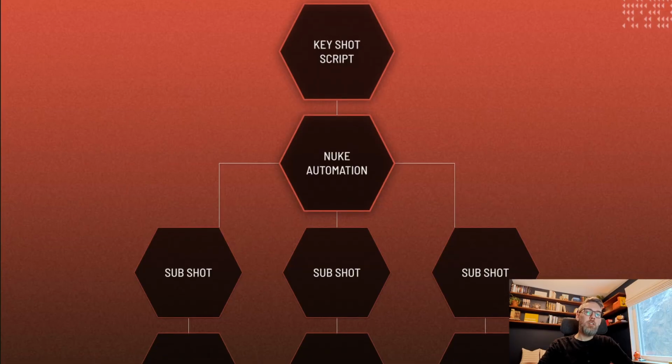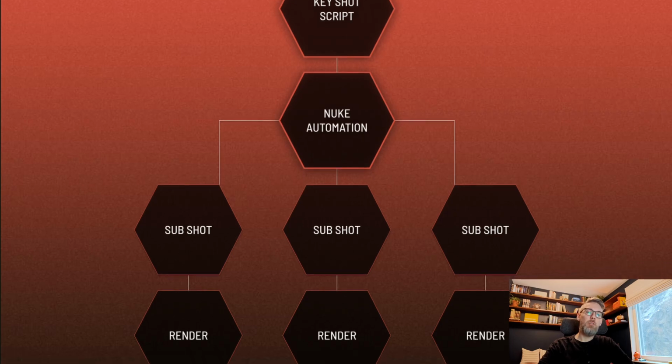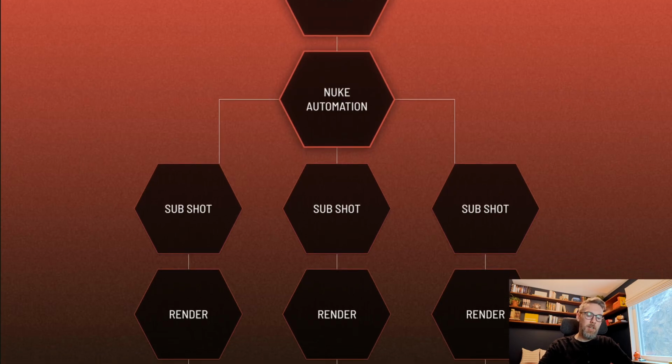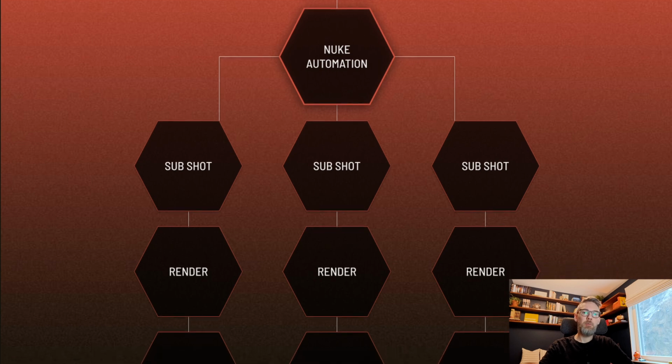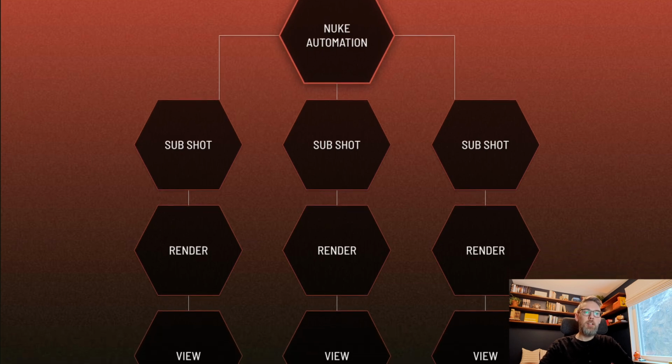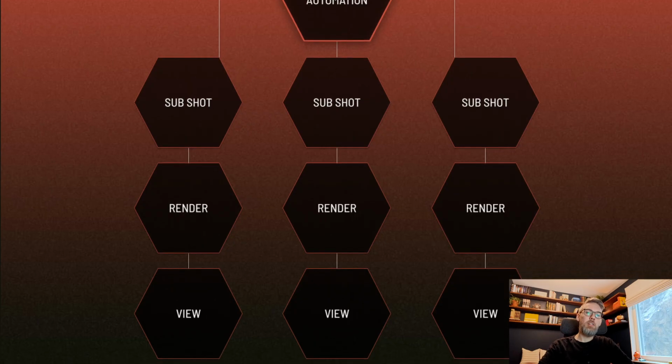When the key shot has been set up in Nuke, we have a tool called Nuke Automation that can migrate the key shot to all the sub-shots and render them and publish them. And once that process is completed, the artists can go in and see what the result is. And in a perfect world, we would have no issues here.